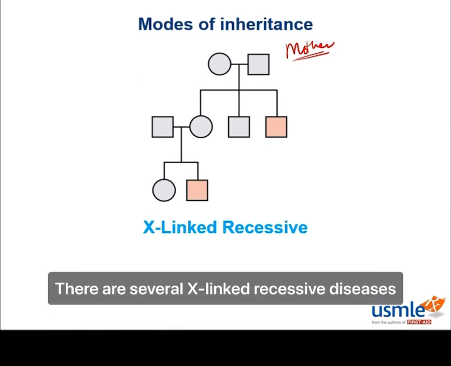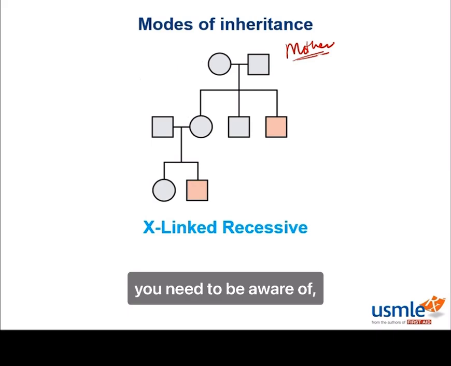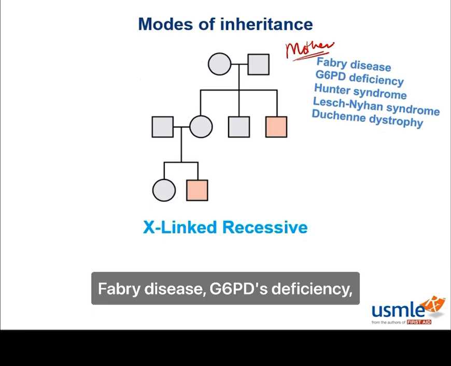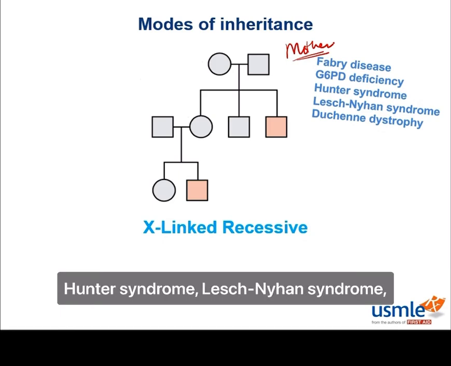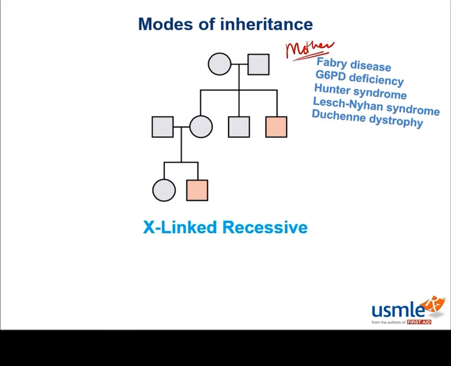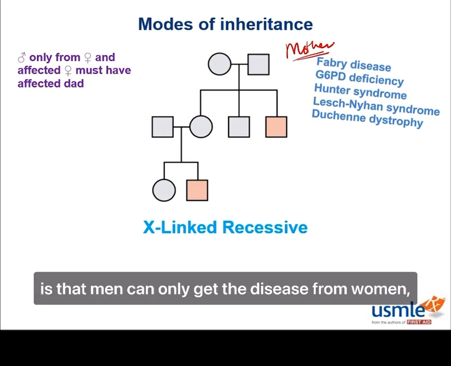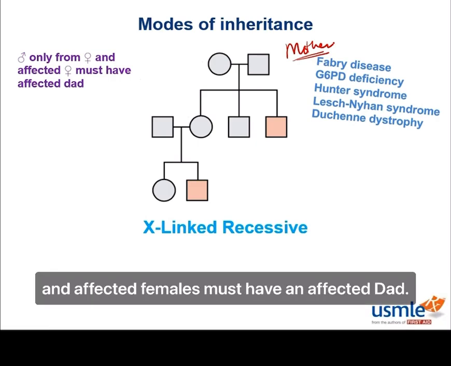There are several X-linked recessive diseases you need to be aware of, and some highly tested diseases include Fabry disease, G6PD deficiency, Hunter syndrome, Lesch-Nyhan syndrome, and Duchenne dystrophy. And some take-home points for X-linked recessive disorders is that men can only get the disease from women, so from their mom, and affected females must have an affected dad.